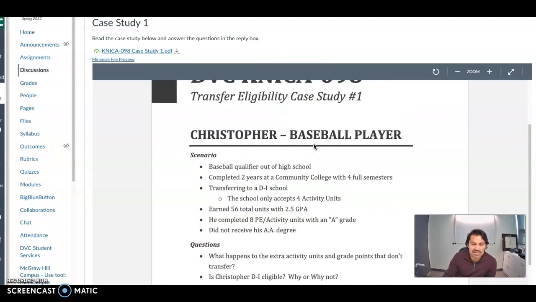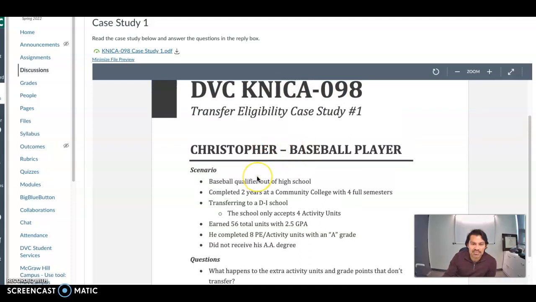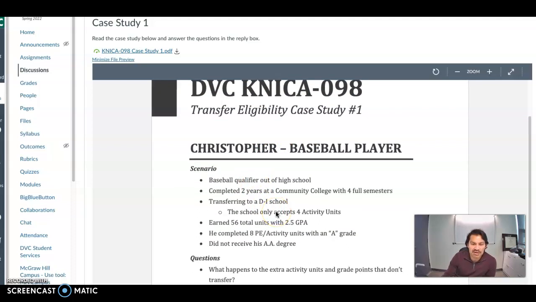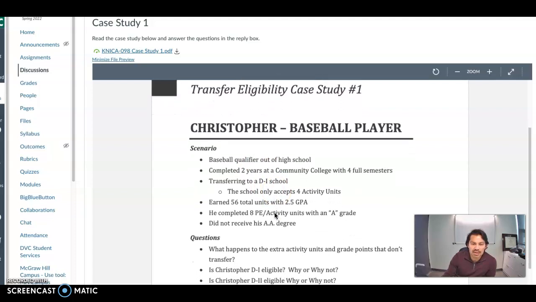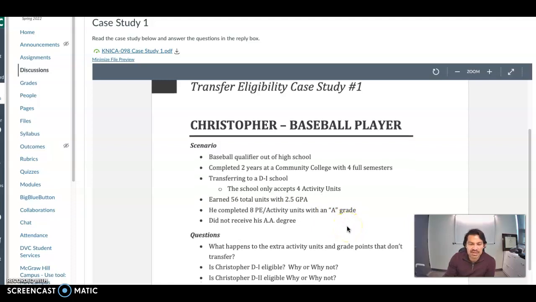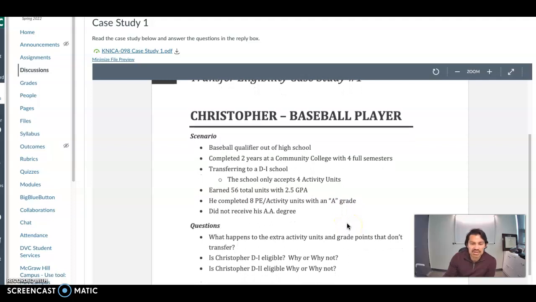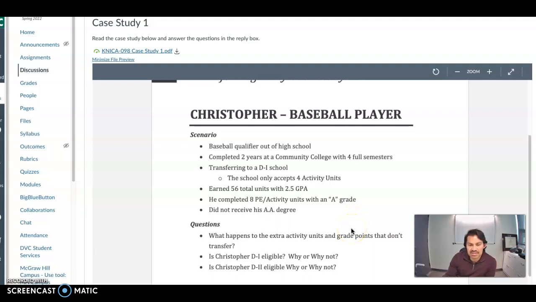So, first case study is a baseball player who is a baseball qualifier out of high school, completed 2 years at a community college with 4 full semesters, and is transferring to a D1 school. The school only accepts 4 activity units. He's earned 56 units with a 2.5 GPA, and he completed 8 PE or activity units with an A grade, and he did not receive his AA degree.